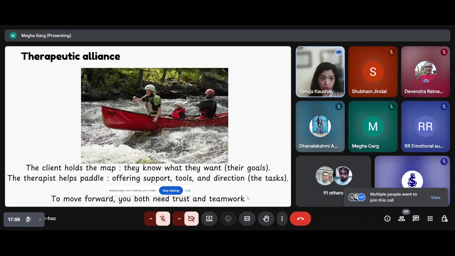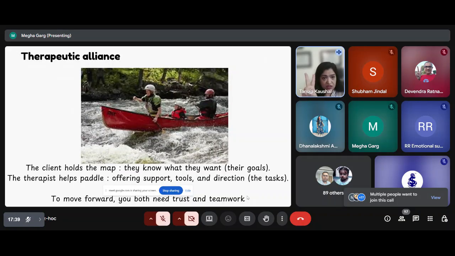But for the boat to move forward, therapist and client both need trust and teamwork, and that's the bond. So three things are important in therapeutic alliance. One is clarity of goals. How do we set goals? You simply ask the client a very simple question in the first session: what are your expectations from therapy? What are you looking forward to, or how can I help you? So you ask them clearly what their expectation is. So number one thing in therapeutic alliance is goals.